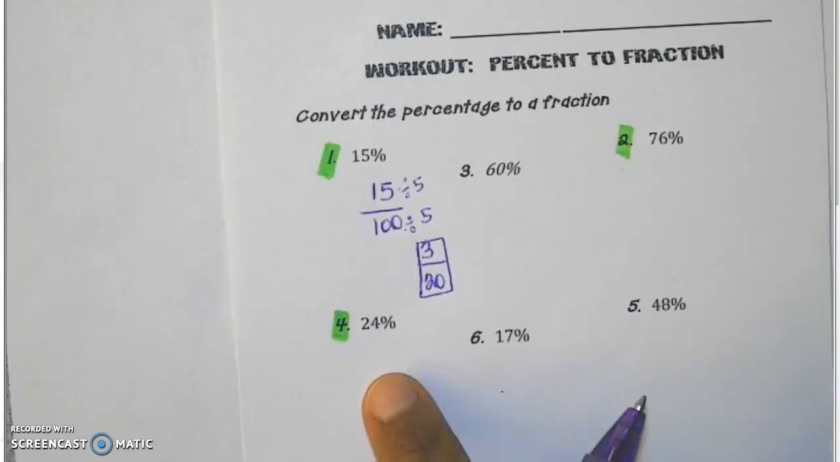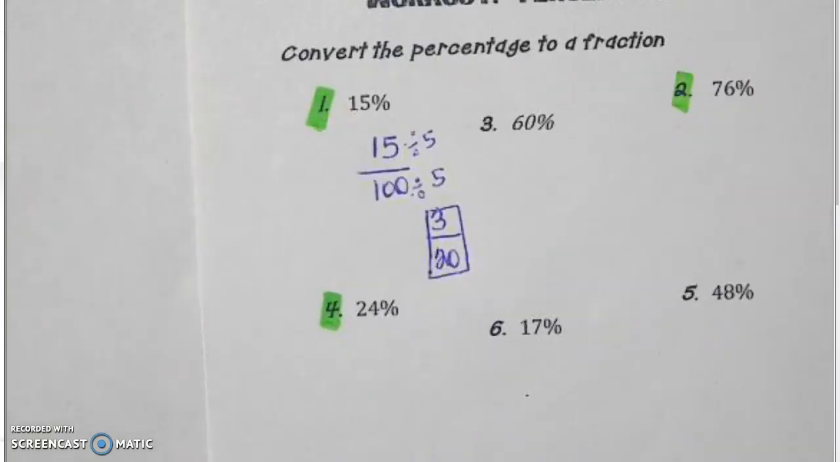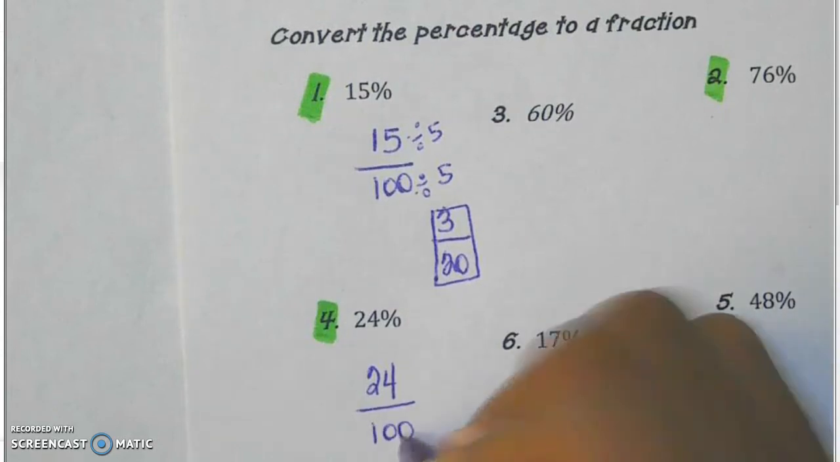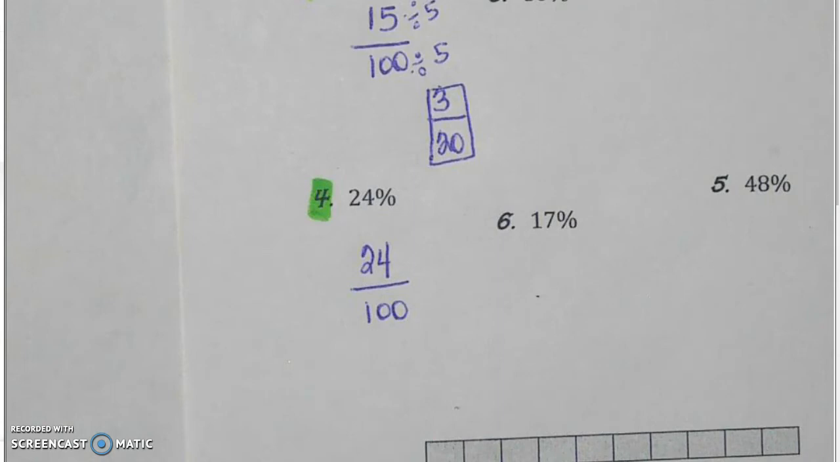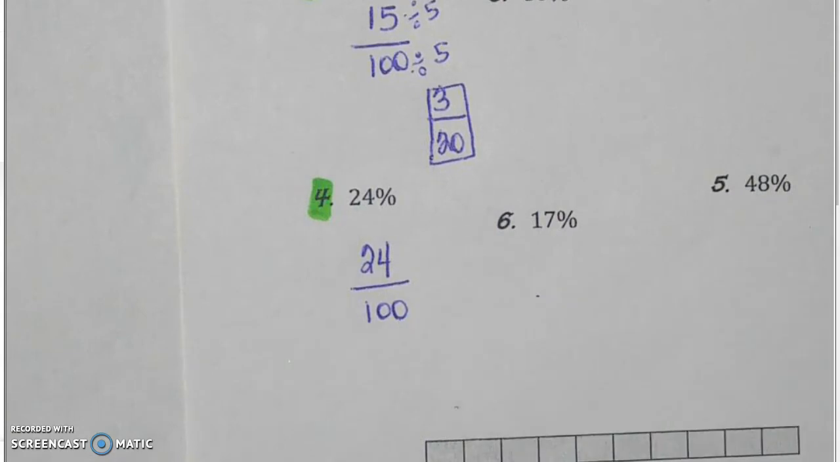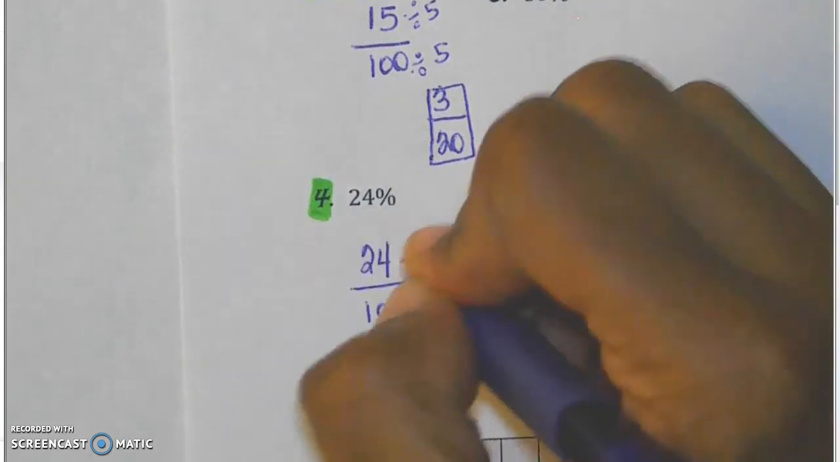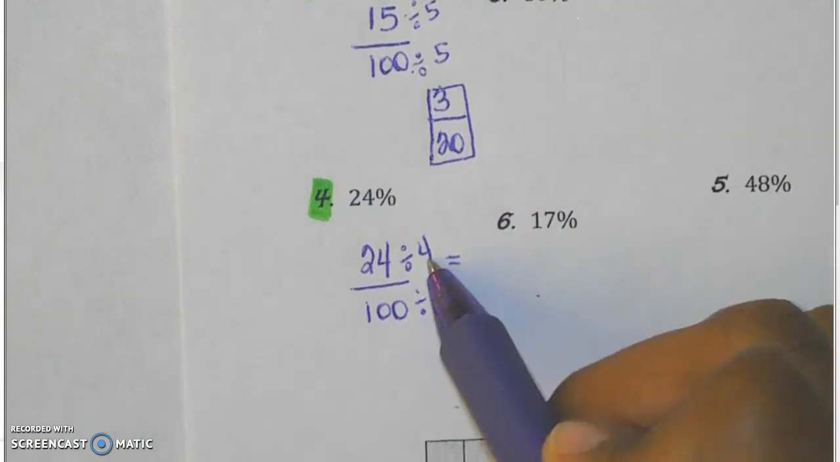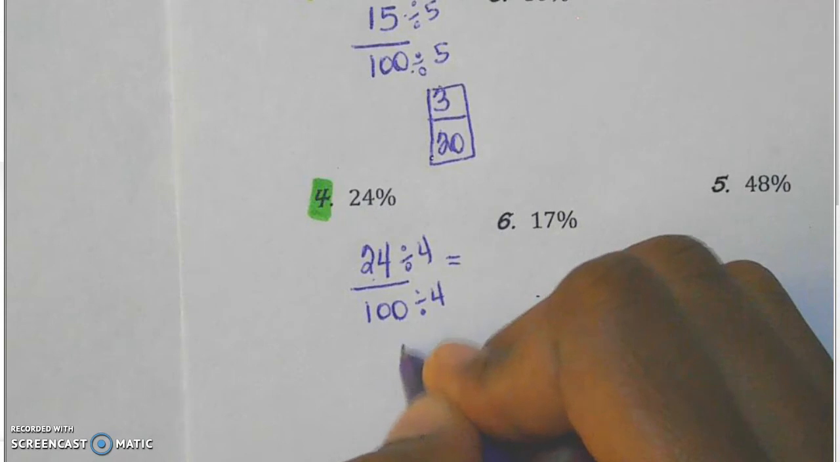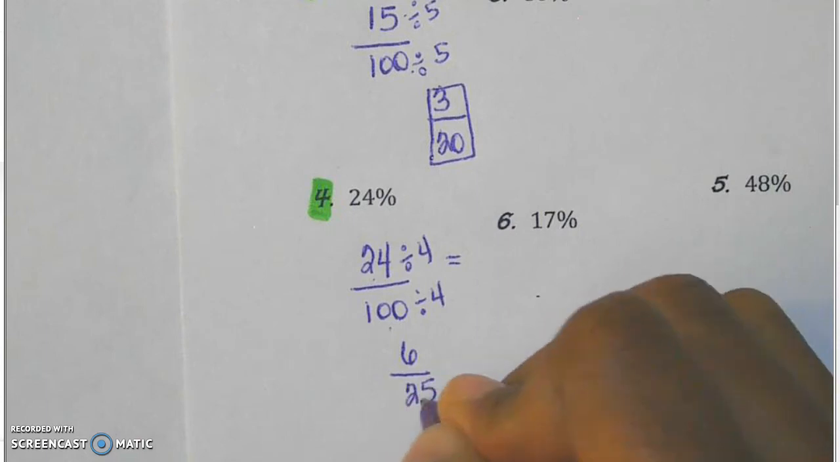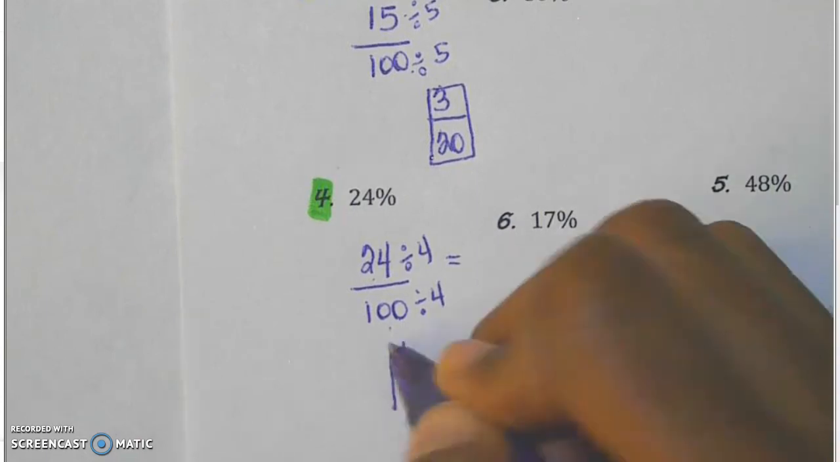Let's jump into number 4, which is 24%. Again, you're going to write 24 as my numerator, 100 as my denominator because percent is out of 100. Looking at 24 and 100, we can evenly divide it by 2. But then I also look and I see that I can go a little bigger. The GCF would be 4. How many groups of 4 in 24? 6. How many groups of 4 in 100? 25. So 6/25 is the simplest form.